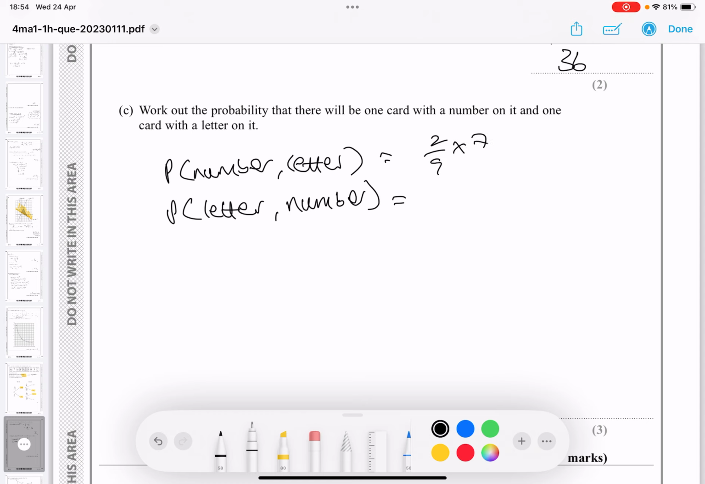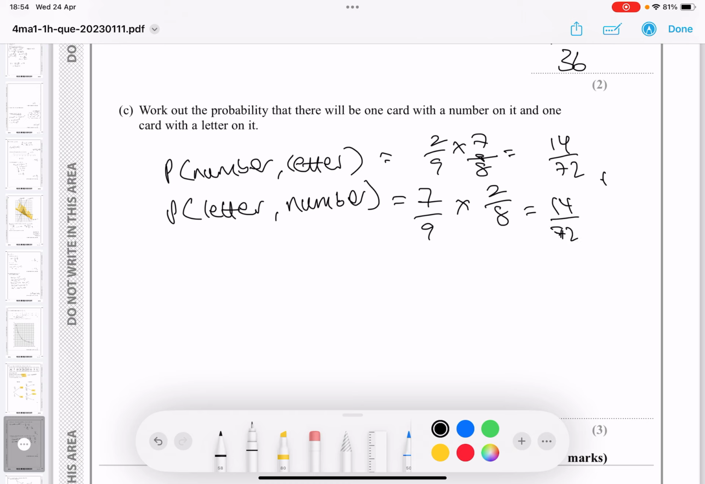2 over 9 multiplied by 7 over 8. And the probability of getting a letter on the first go is 7 over 9 multiplied by getting a number, which is 2 over 8. Okay, you can just read those off the probability tree diagram, which is why it's very helpful. So if you work that out, that'll be 14 over 72, and that'll also be 14 over 72.